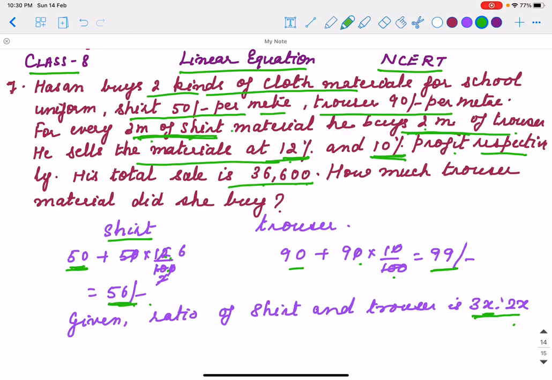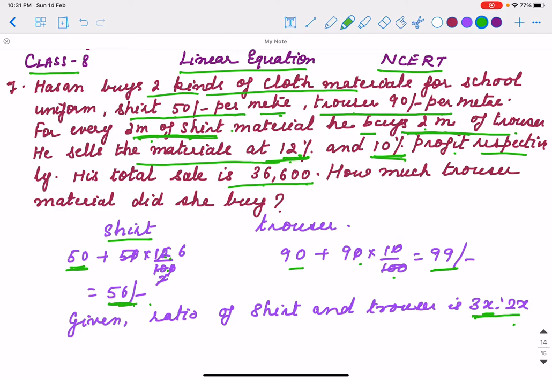The question is: Hasan buys two kinds of cloth material for his school uniform. The shirt material is 50 rupees per meter, and the trouser material is 90 rupees per meter. For every 3 meters of shirt, he buys 2 meters of trouser. He sells the material at a profit: 12% on the shirt and 10% on the trouser.